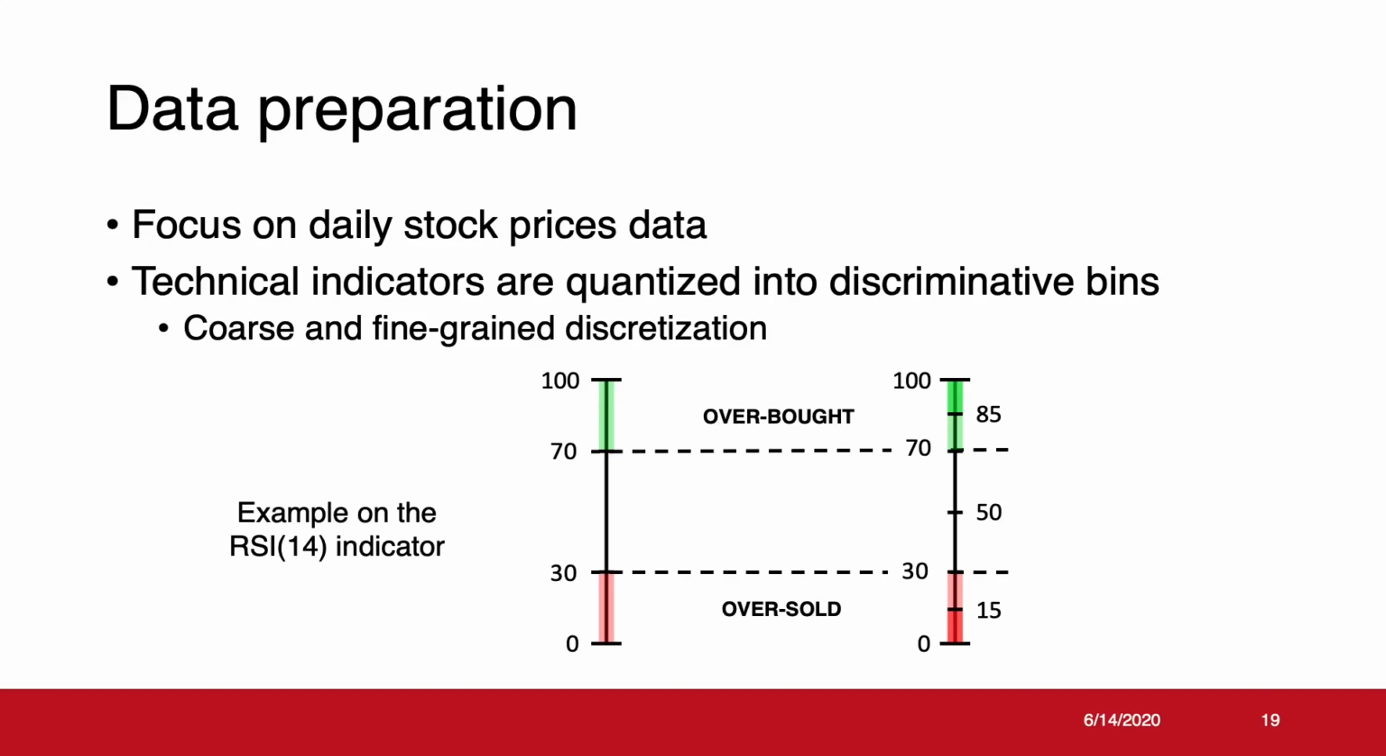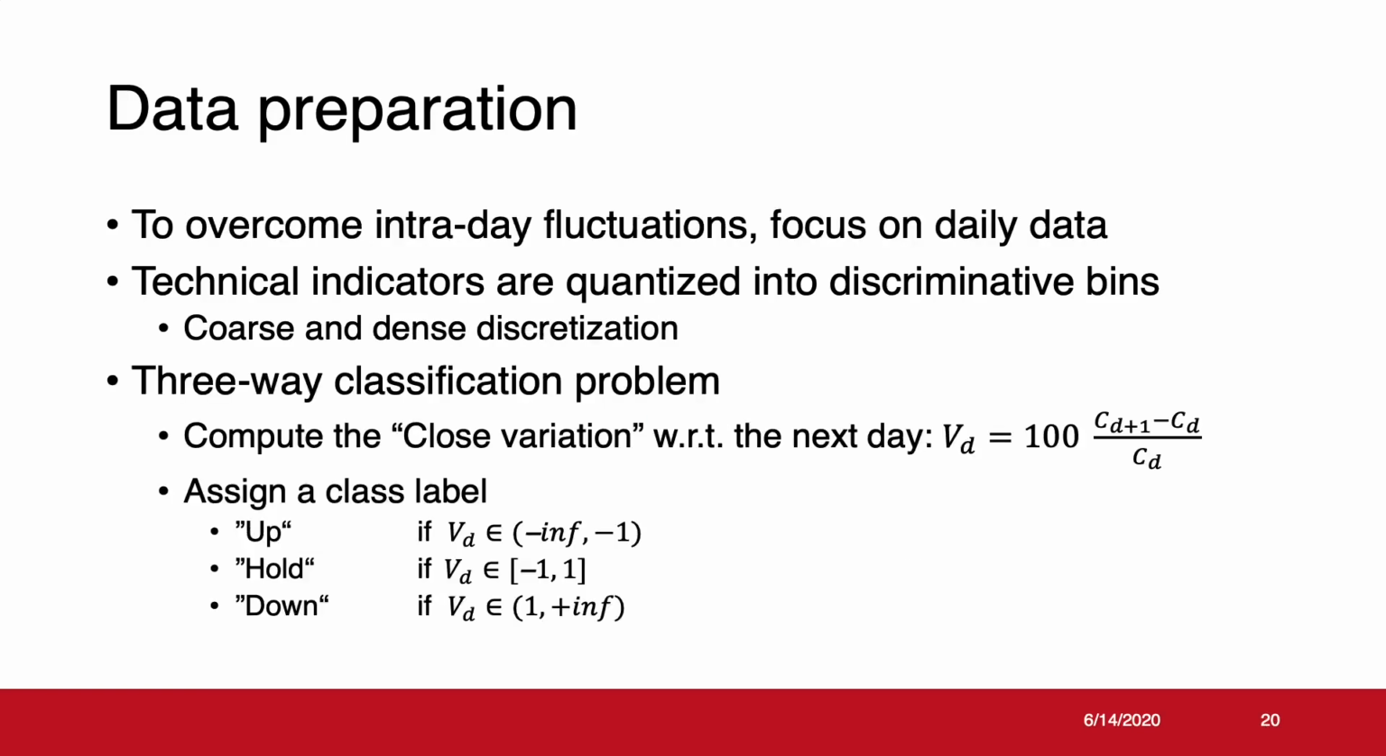I reported an example for the RSI oscillator which goes from 0 to 100. Normally, a reading above 70 should be read as a condition of overbought, while the stock is oversold if it's lower than 30. We further explore two types of discretization, adding a denser one, shown on the right. If you are interested in a complete list of indicators along with the adopted bins, please refer to the paper.